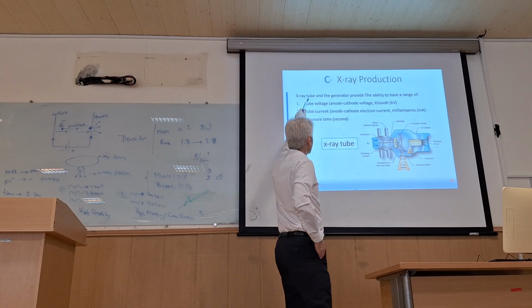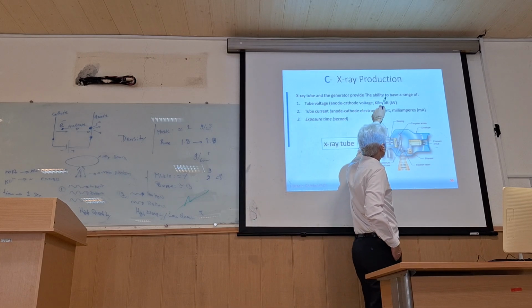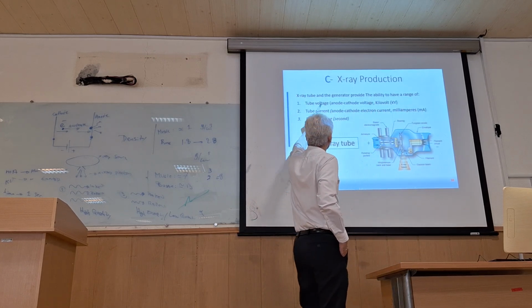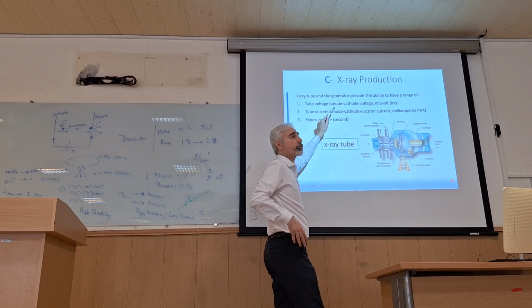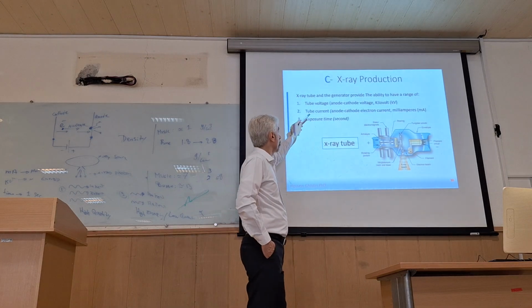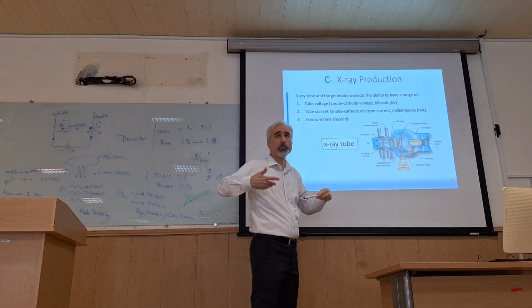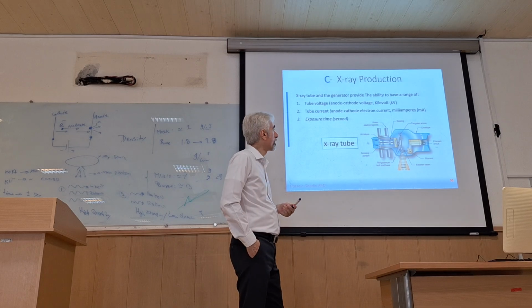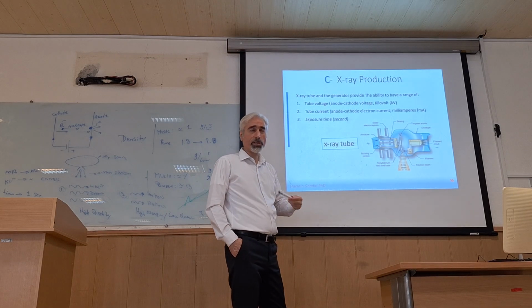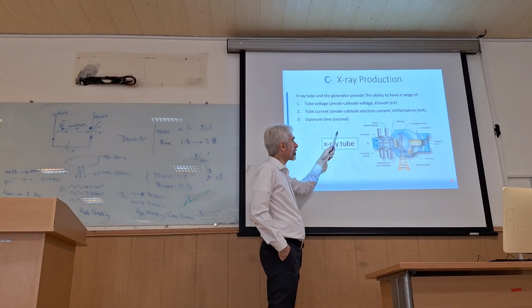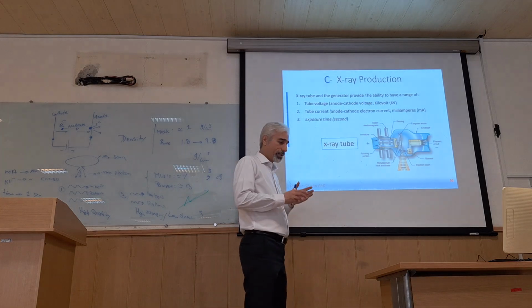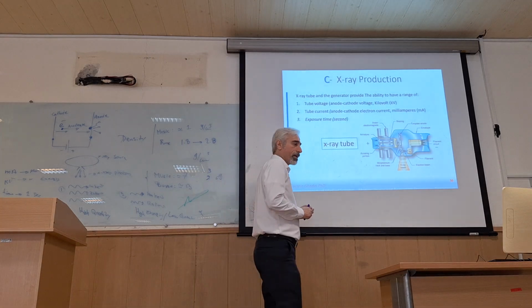So the X-ray tube and the generator provide the ability to have a range of tube voltage to control the energy, tube current to control the number of photons that will contribute in the imaging process, and the exposure time in seconds is the time of the imaging.